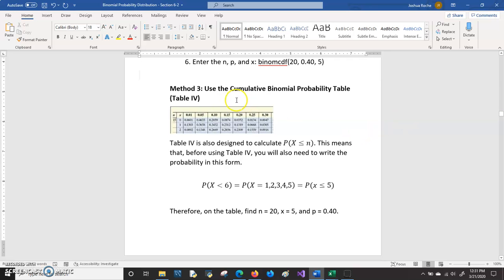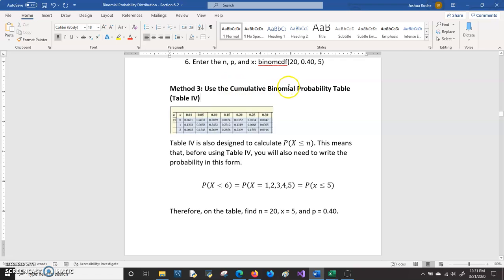And the third way of doing it is to use a table. This is a different table because we're dealing with a range of outcomes. So that means that for this as well, we'll have to do a different way of using the tables.